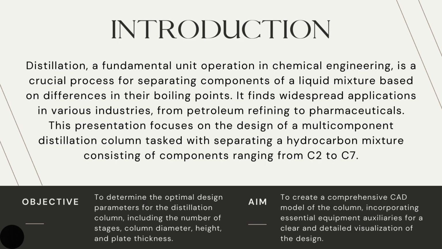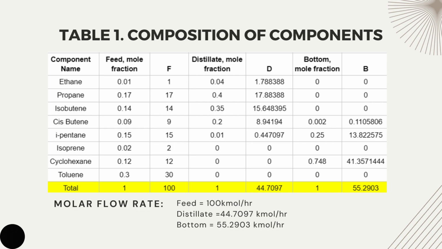To start, we have Table 1, the composition of components. The given composition of the multi-component distillation is a mixture of hydrocarbons ranging from C2 to C7, used as a multiple component feed, entering the fractionator as saturated liquid. The composition of feed and distillate are specified. The light key component is represented by cis-2-butene, whereas the heavy key component is represented by isopentane. As you can see, we have eight components present: ethane, propane, isobutane, cis-butene, isopentane, isoprene, cyclohexane, and toluene.